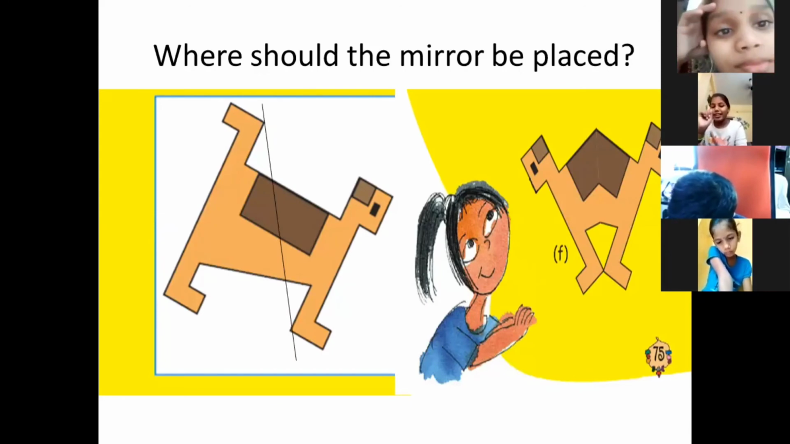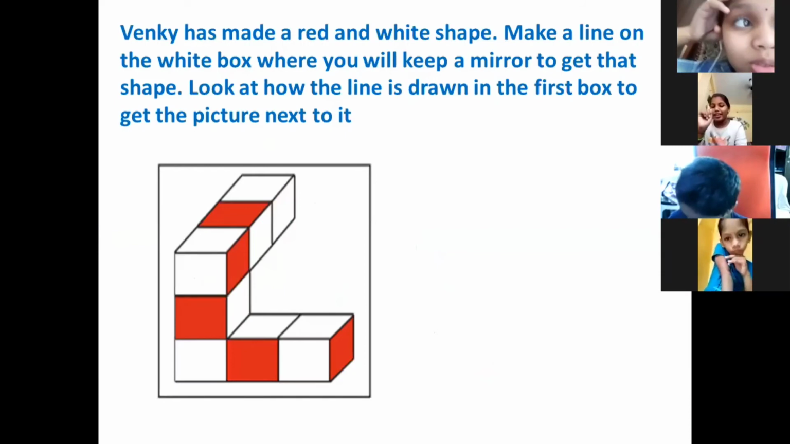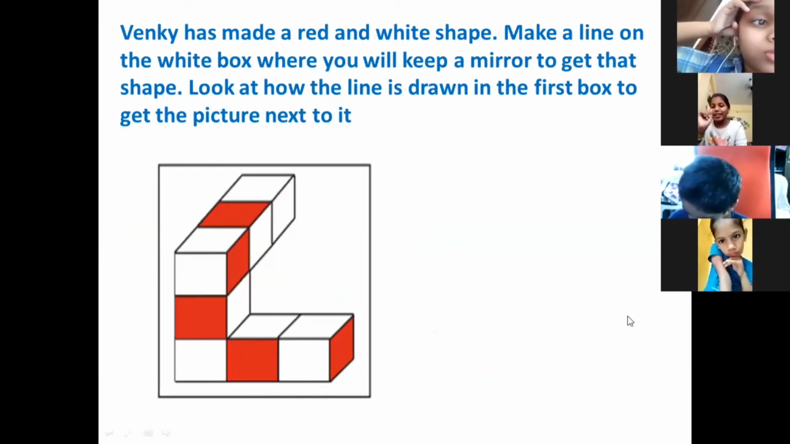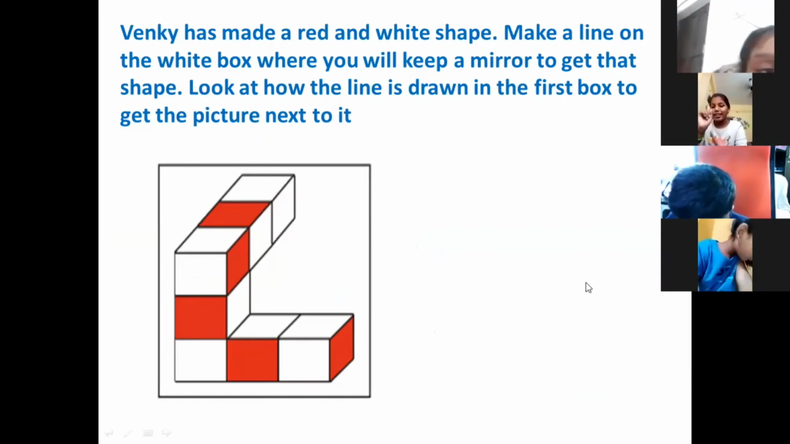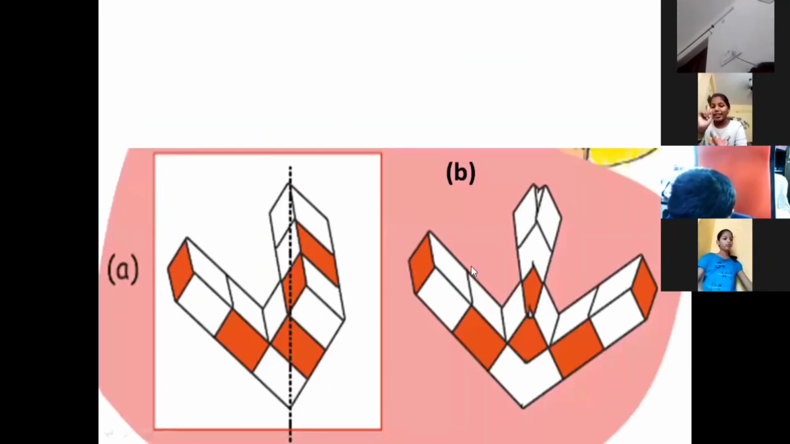Okay. Now see here another activity. Some blocks are given for us here. Venki has made a red and white shape. Make a line on the white box where you will keep a mirror to get that shape. Look at how the line is drawn in the first box to get the picture next to it. So here the first, A, is given for us. When you keep the mirror towards the dotted line, there we are getting shape B.